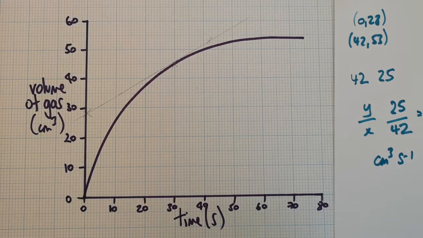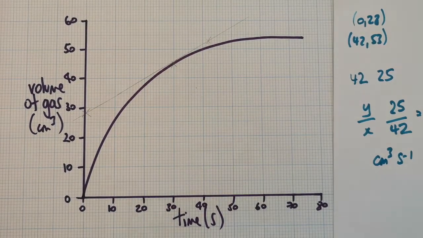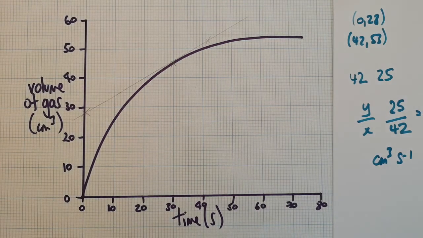Okay, good. I hope that's cleared that one up. In our next video, we will then look at 2 of the other factors that affect the rate of reaction. And the first one we'll look at is a catalyst. Okay, so I'll see you then.